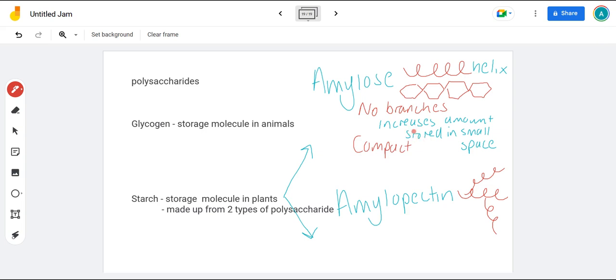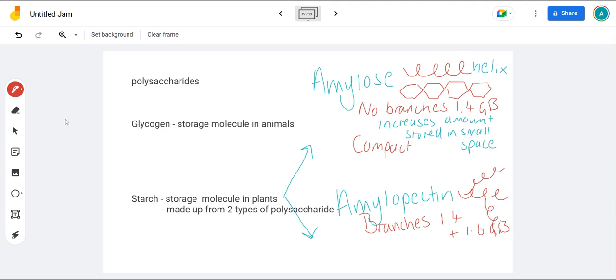Now, amylopectin is different because it has the branches on it. It's still got the spiral shape, but this time it has branches. Now, remember back to the type of glycosidic bond. When there's no branches, all the bonds are going to be 1,4 glycosidic bonds. Here, because we've got branches, it's just the same: it's going to be 1,4 on the straight sections, and 1,6 where you've got a join. Make sure you know the type of glycosidic bonds that are involved.